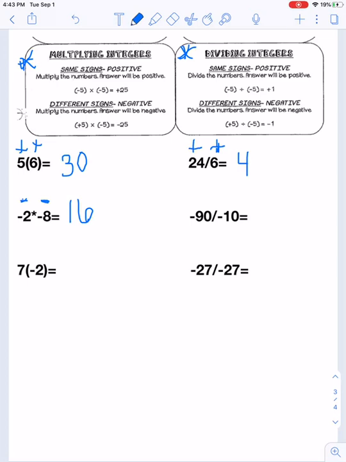Same with dividing. I have a negative, I have a negative. I have 2 negatives. Therefore, I have the same sign. Since I have the same sign, my answer will be a positive. So negative 90 divided by negative 10 will ultimately be positive 9.